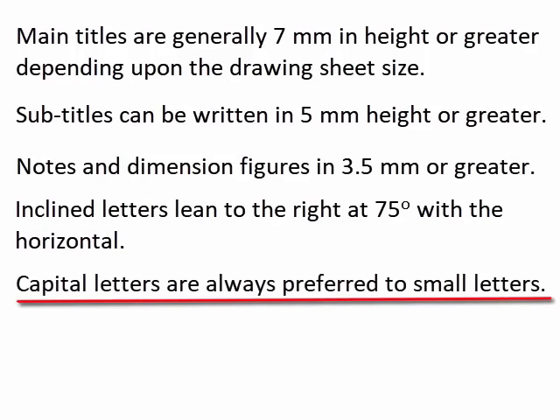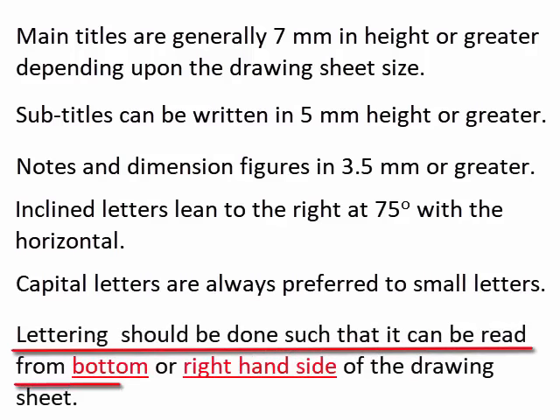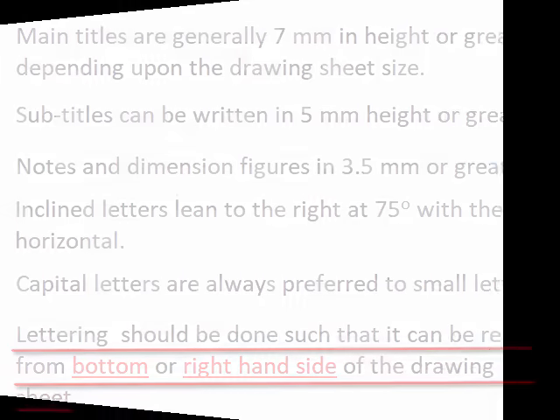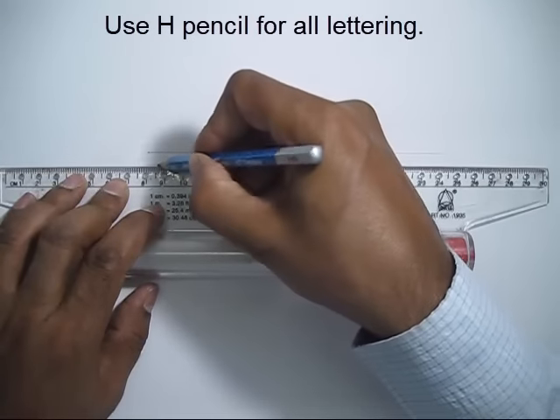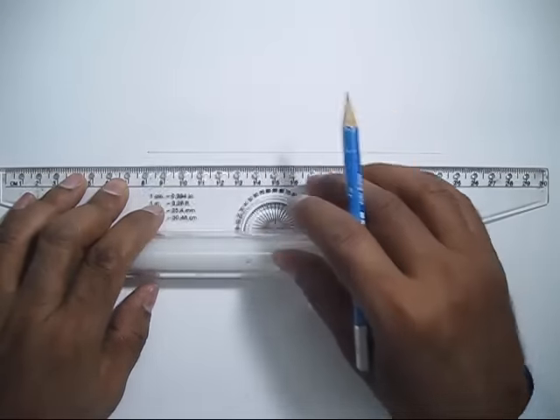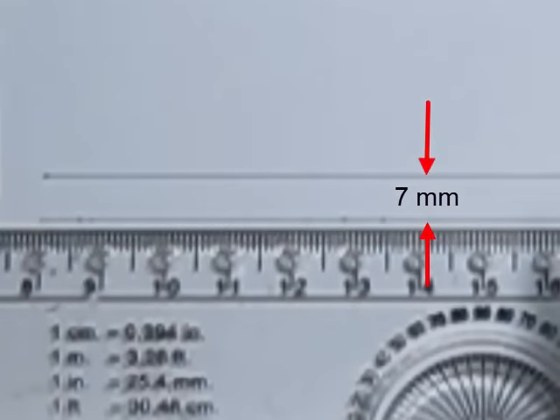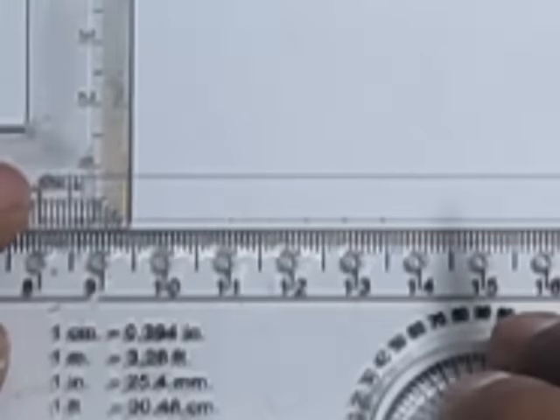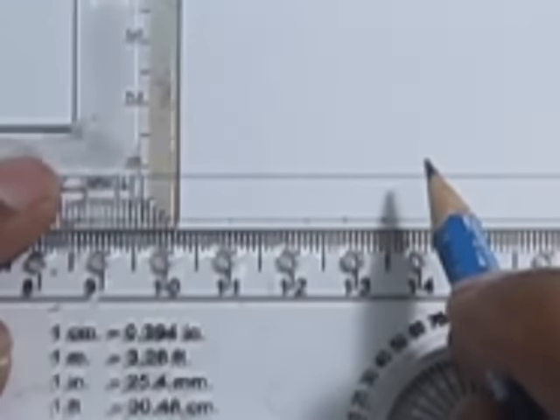Capital letters are always preferred to small letters. And lettering should be done such that it can be read from bottom or right hand side of the drawing sheet. Always use edge pencil for all letterings. Let us select 7 mm as the height of the letter. So these lines indicate the width of the letter and also the distance between two letters in a single word.